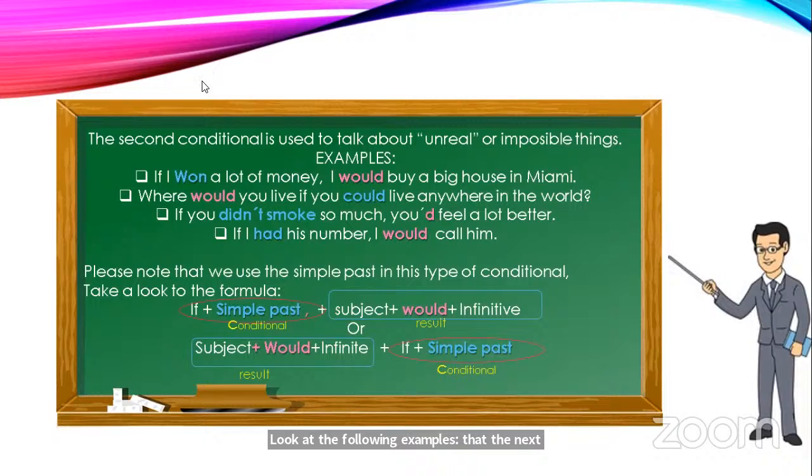Please, the first student is our friend Miss Rocio. Miss Rocio, please, could you read the first example, the number one? Good morning. If I won a lot of money, I would buy a big house in Miami. Thank you so much.